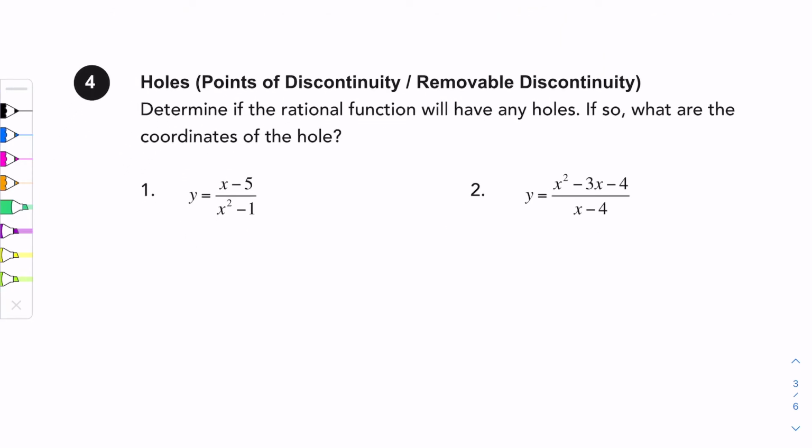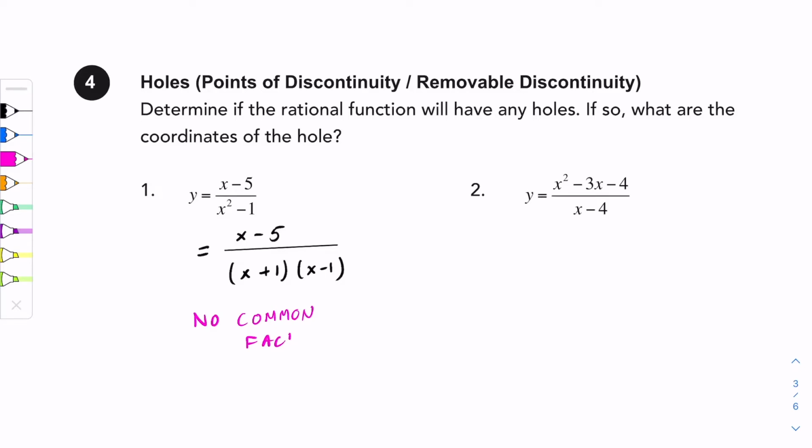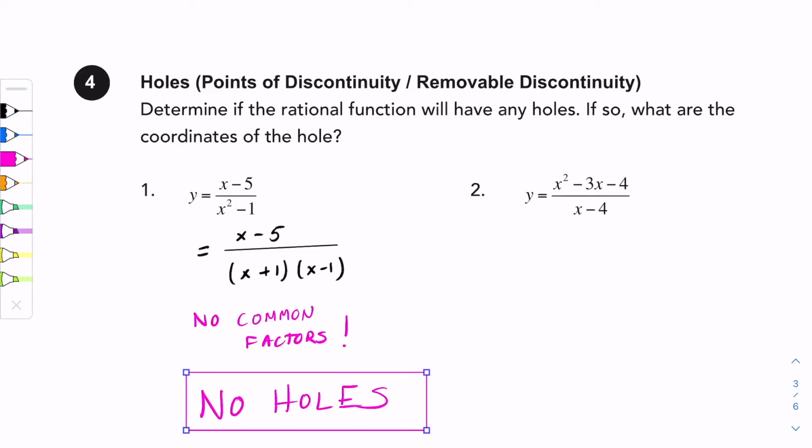Number one, hopefully you can tell that number one is not going to have any common factors. If it doesn't have any common factors, then there are no holes. I'll quickly write this one out, but I do want to explain more on number two. Number one factors to x minus 5 divided by x plus 1 times x minus 1, and there are no common factors. When there are no common factors, there are no holes. Which leads us to number two.